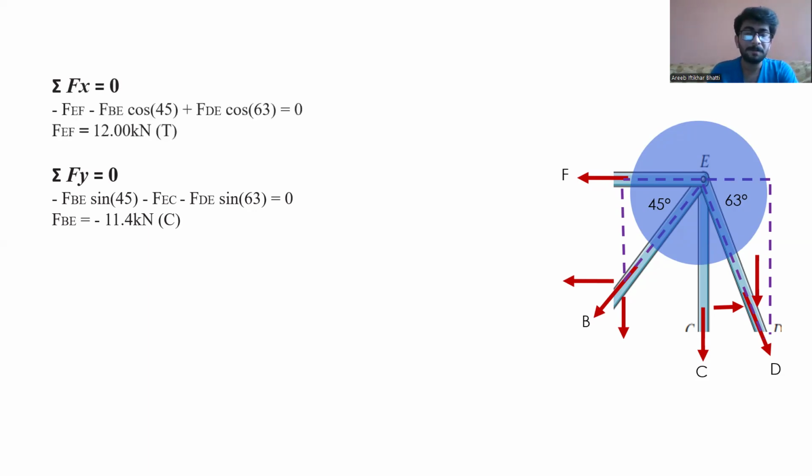And when we take the force in x direction, we get negative force in member EF, negative force in member BE with horizontal component, plus force in member DE with horizontal component. And you see that we get force EF, which is equal to 12 kilonewton. And you see this member is in tension.